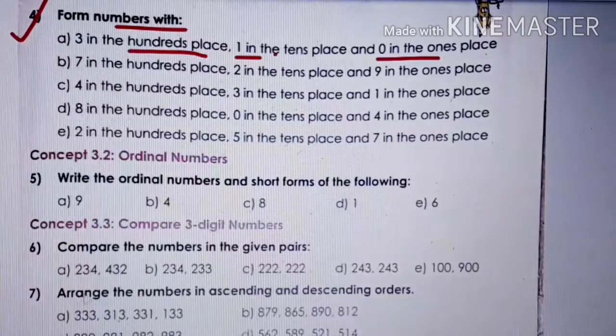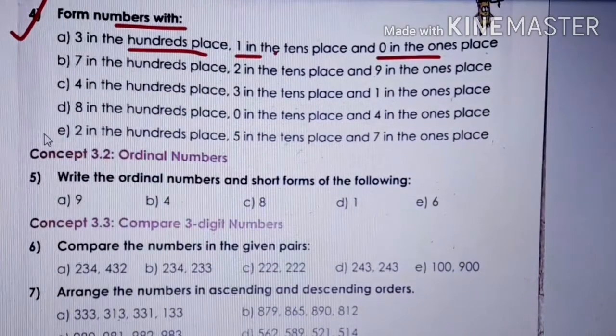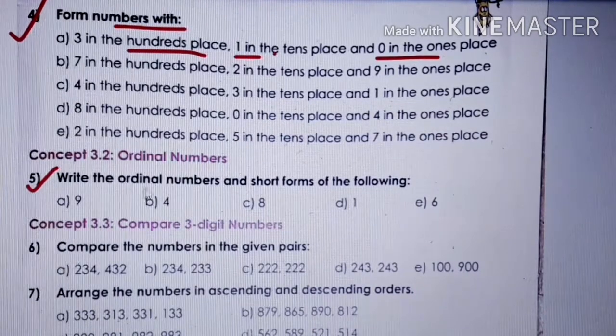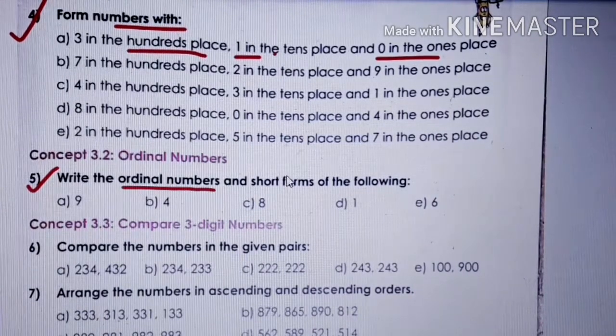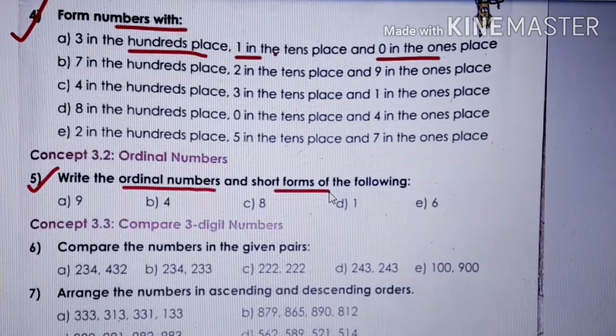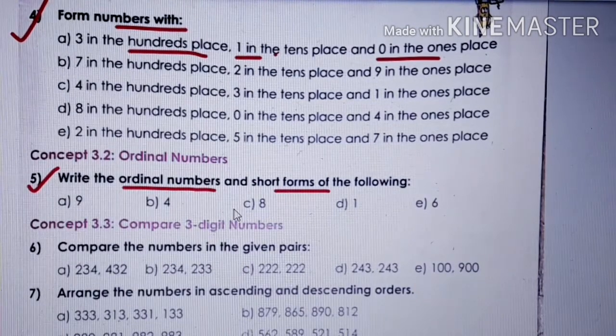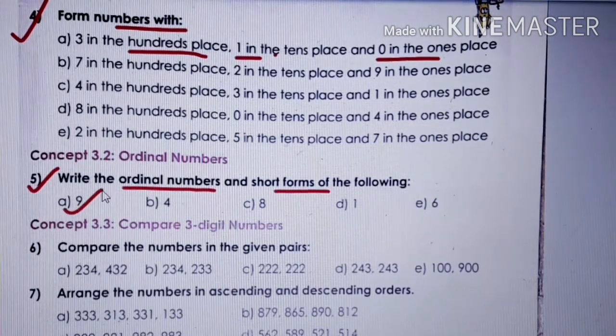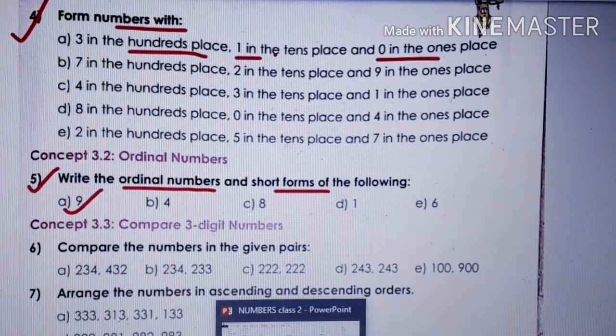Now next, you are going to try all this up to E yourself. Clear? Let's start with question 5. Write the ordinal numbers and the short forms of the following. So children, you know ordinal numbers, isn't it? Ordinal number shows the position. So the ordinal number of 9 will be what, children?